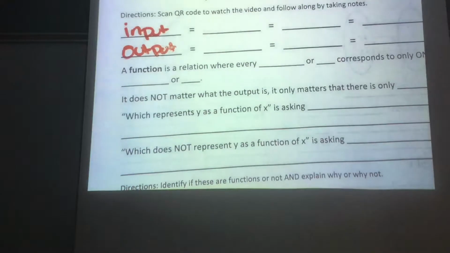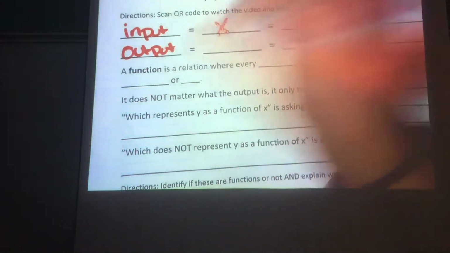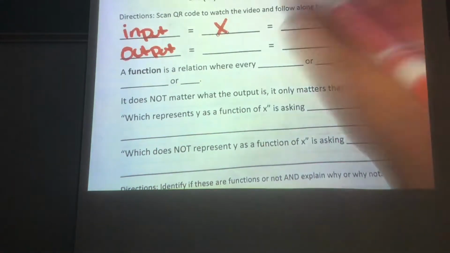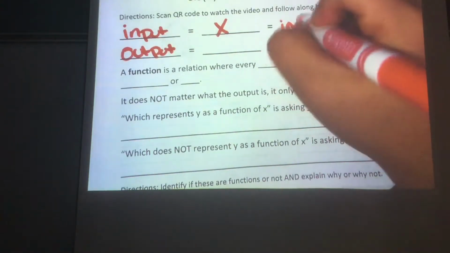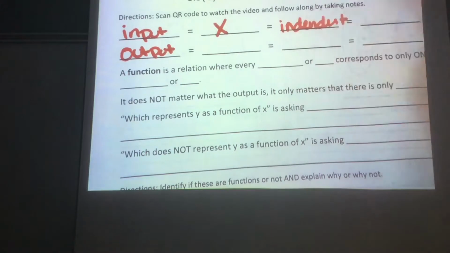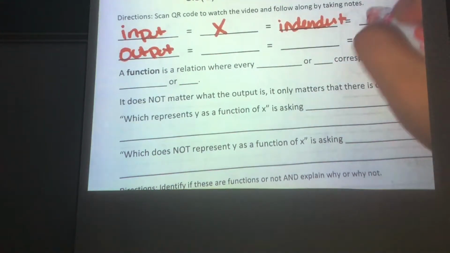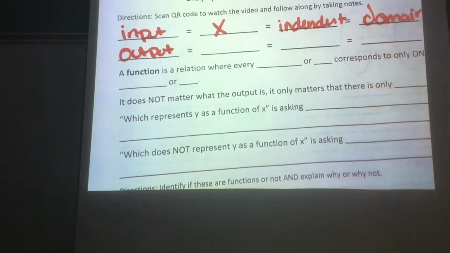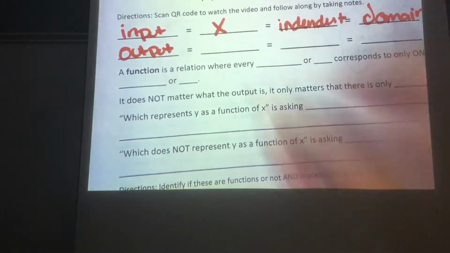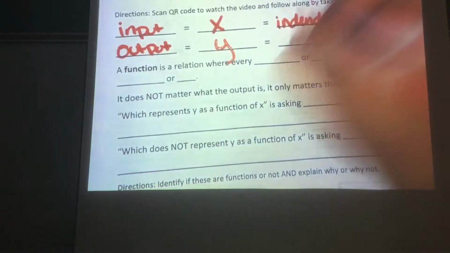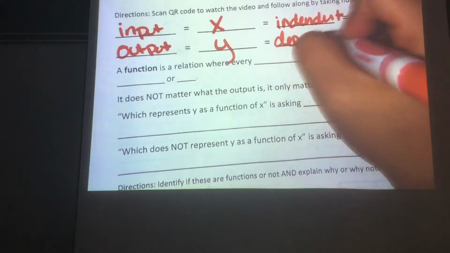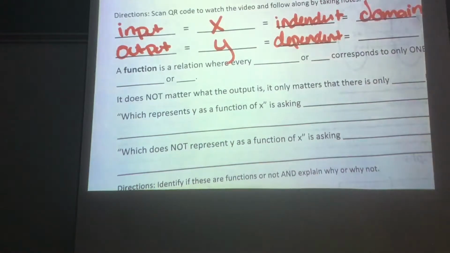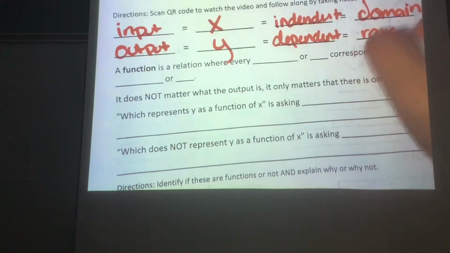Another way to explain input is my x. This is also known as my independent variables. This is also known as my domain. My output is the same as my y, which is the same as my dependent, and this is also known as my range.